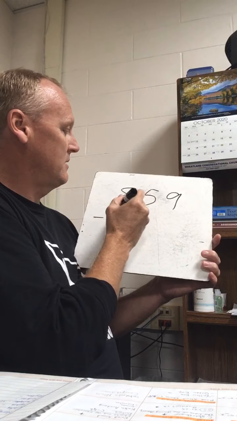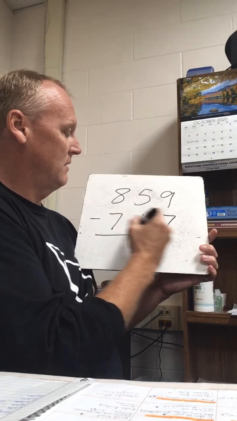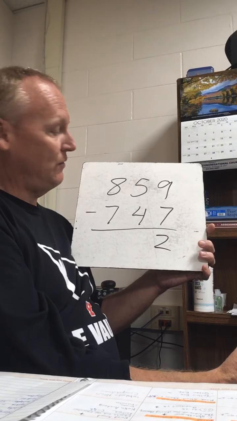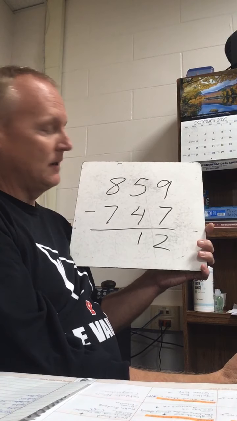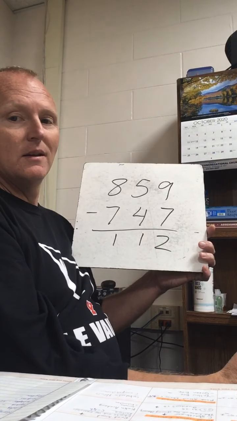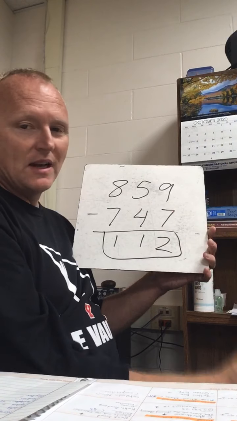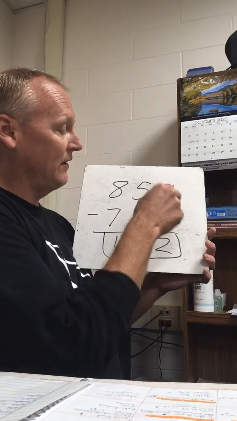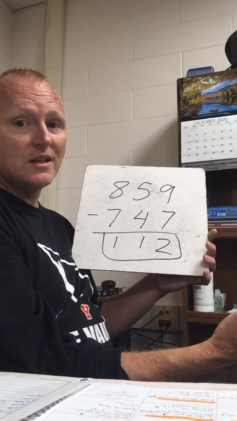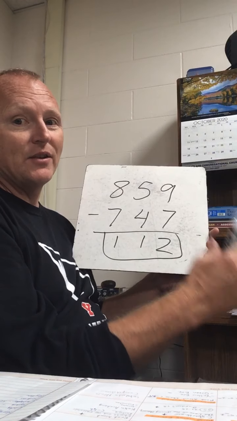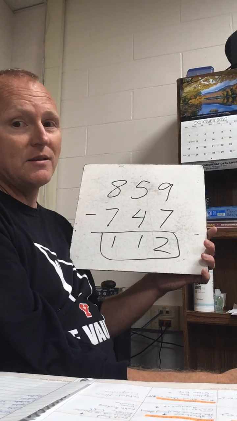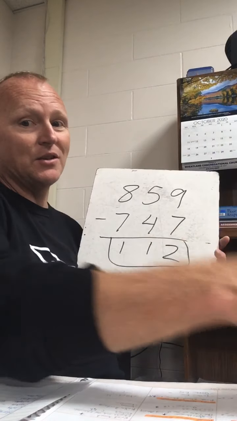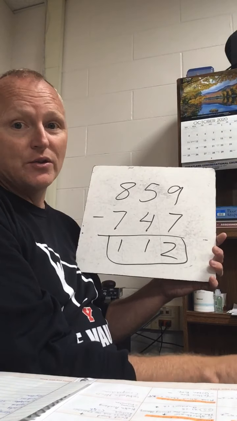859 minus 747. 9 minus 7, 2. 5 minus 4, 1. 8 minus 7, 1. So you have a difference of 112. Now, why was that one so easy? Well, it was easy because there was absolutely no regrouping. Just very simple subtraction facts. Some of the easiest ones there are, okay? But you have to know your bigger ones in order to do the regrouping. And it's much more difficult when you have to do the regrouping because there's that process you need to follow. But these are super easy, and you might get lucky and see 1 or 2 of them on the test. Who knows?